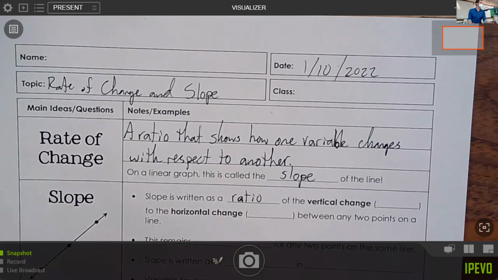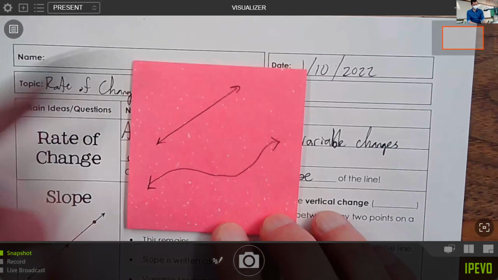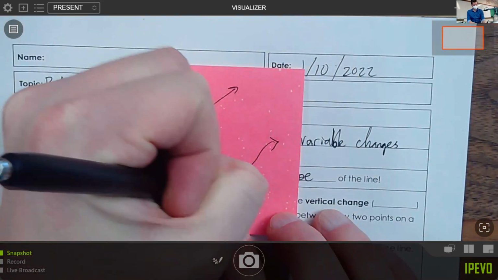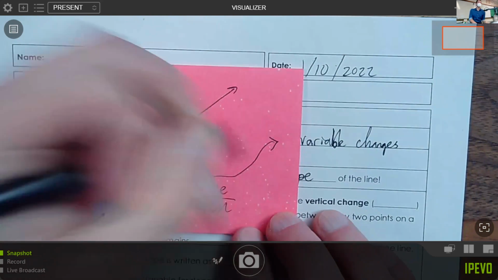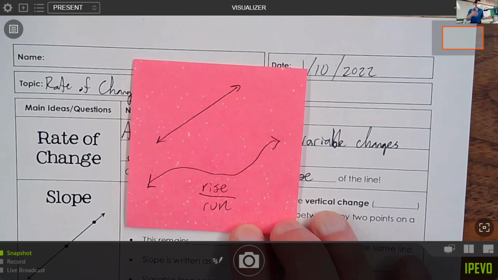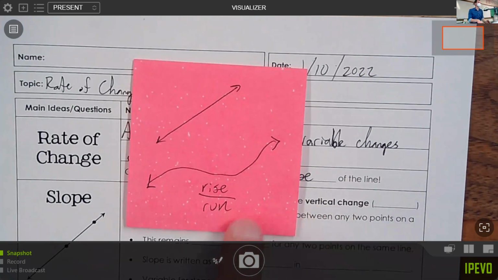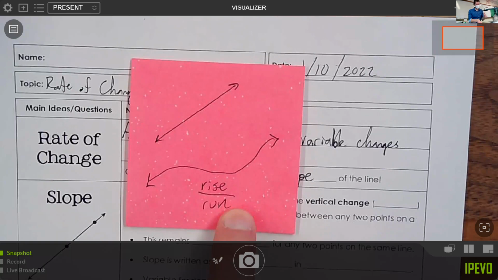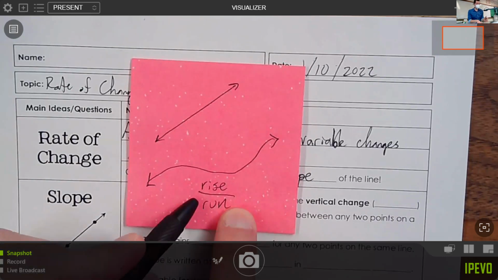So let me ask you this. Who has ever heard the phrase, or who's ever seen this before? Rise over run. How about that? Oh, I see more hands this time. Okay, so when I asked about slope and rate of change, I saw a few people, and then when you see rise over run, I saw more people going, okay, that's what we're doing. So we're talking about rise over run.